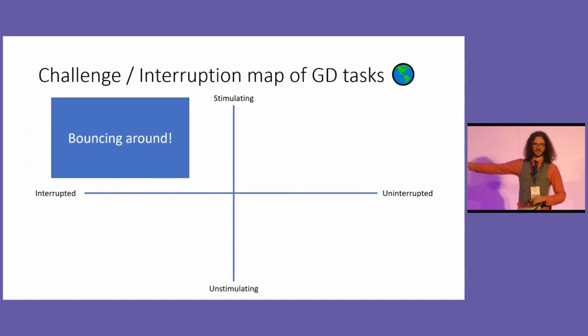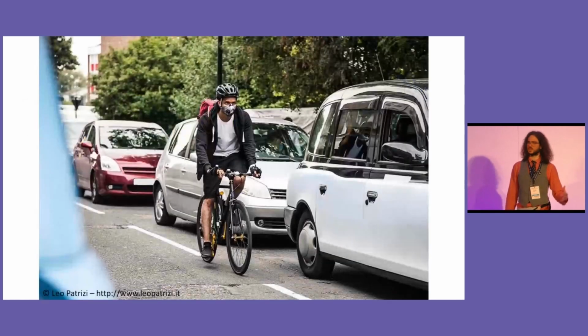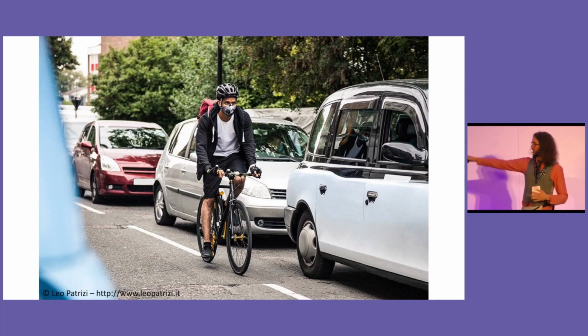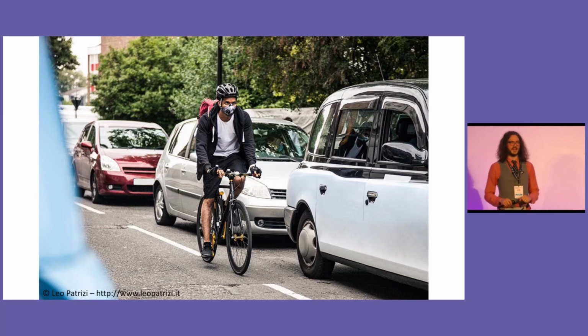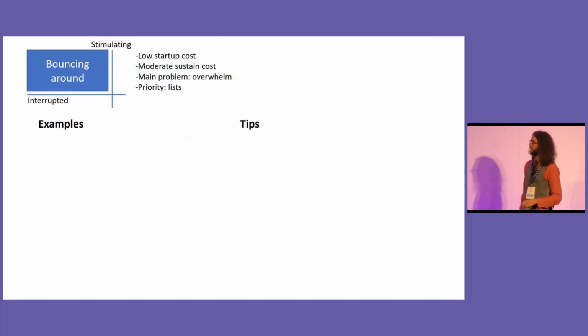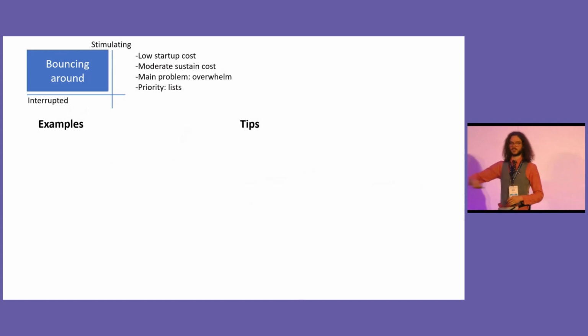Bouncing now to bouncing around. On the interrupted side, when you're doing stimulating work, to me, it's like biking through the city. I love biking through the city. You know, I'm going right along traffic there. There's always new things happening. You have to react really fast, and you're always stopping and starting. It's fun, but it's kind of mentally draining. So you end up with a low startup cost, but a moderate sustained cost, because you're paying that low startup cost over and over. And your main problem, well, my main problem here is overwhelm.